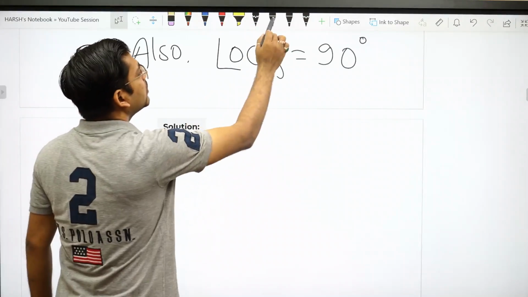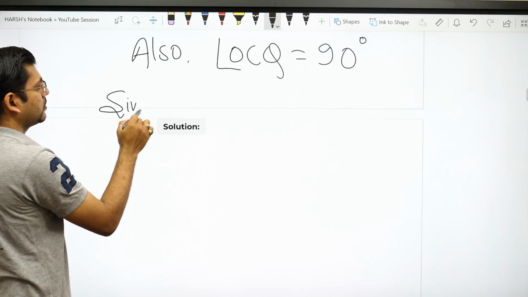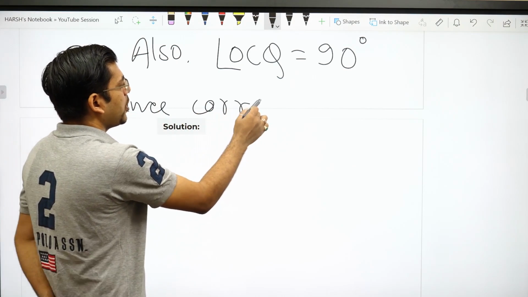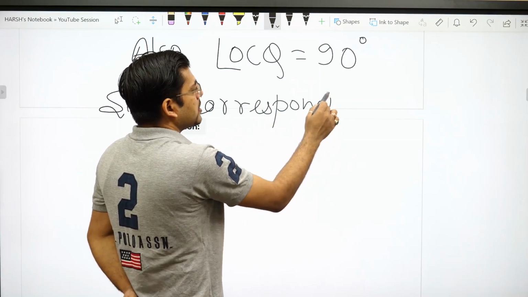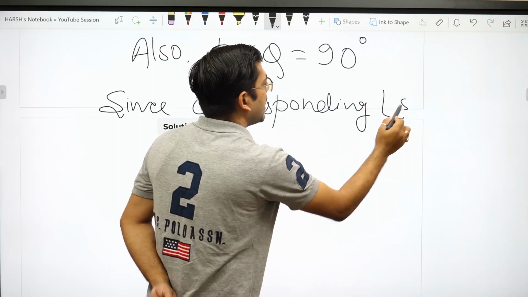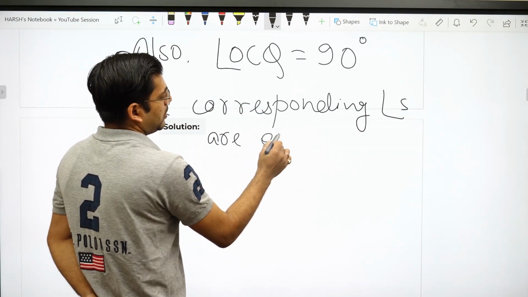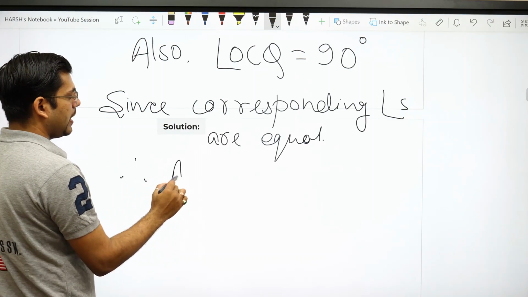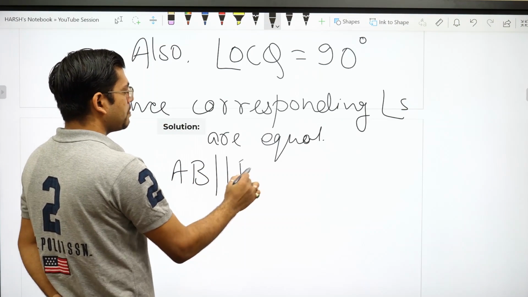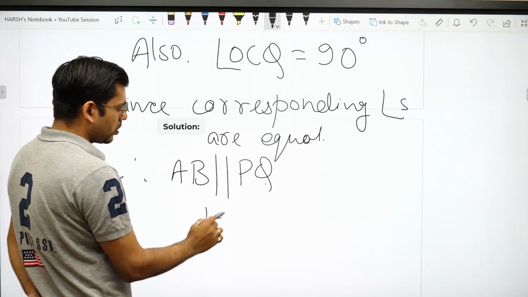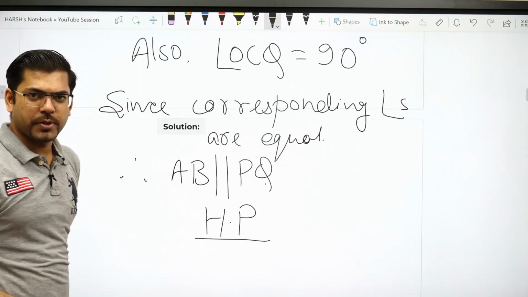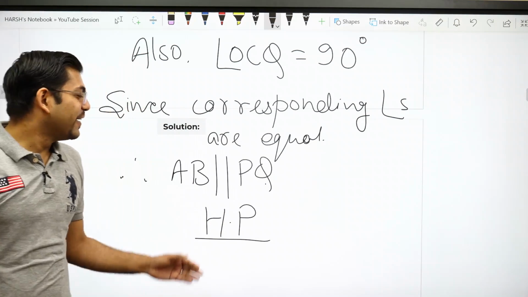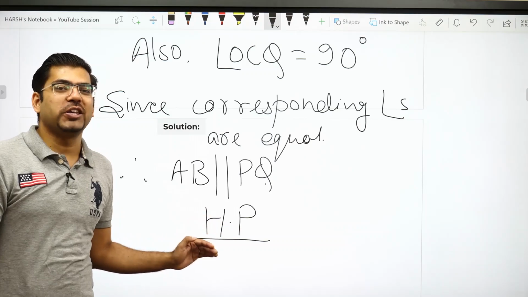I'm writing here, since corresponding angles are equal, therefore AB is parallel to PQ. And again the golden words, hence proved. Now AB is parallel to PQ.